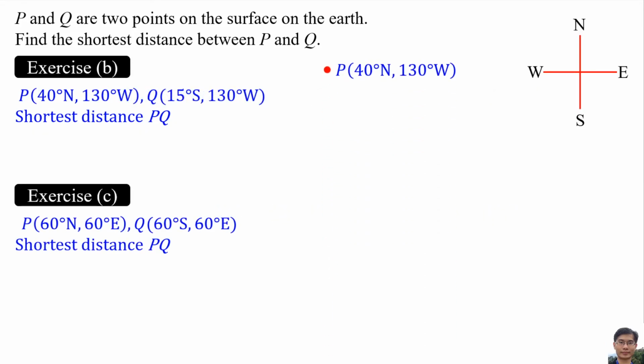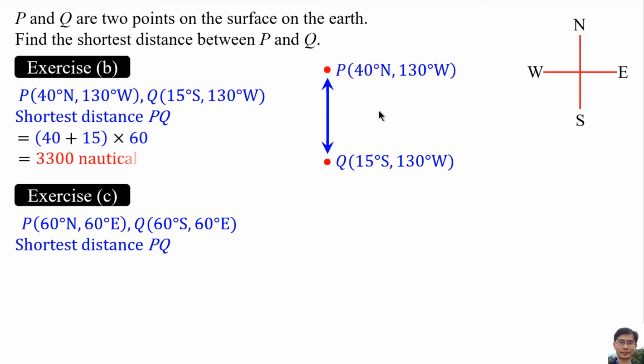Exercise B. Let's say this is point P, and so this is point Q, and they have the same longitude. So we just need to find the vertical distance. To find the vertical distance, we just need to find the difference in angles. They have different directions, so we add both angles and then times 60. And we get 3,300 nautical miles.